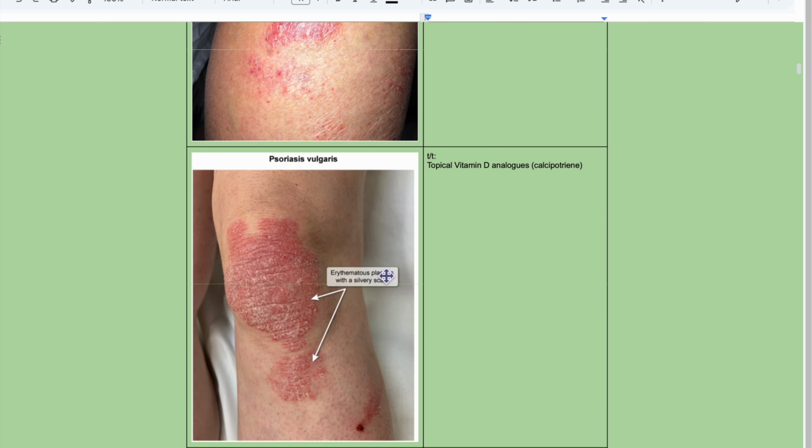widespread. So psoriasis vulgaris: erythematous plaque with a silvery scale. Treatment here is topical vitamin D analogs like calcipotriene.